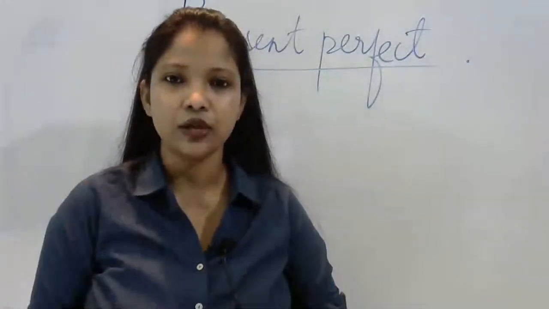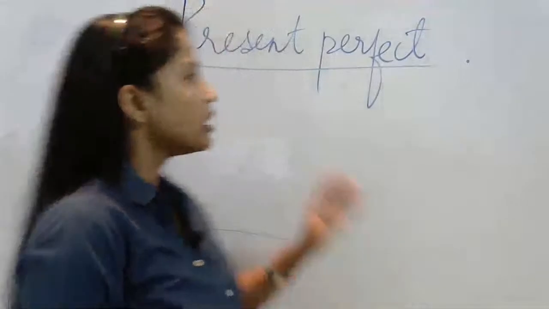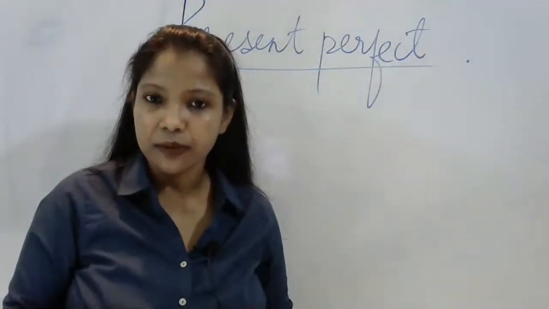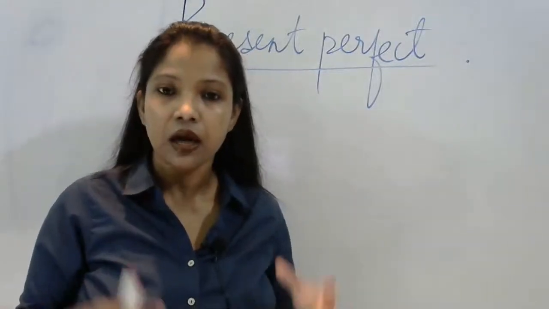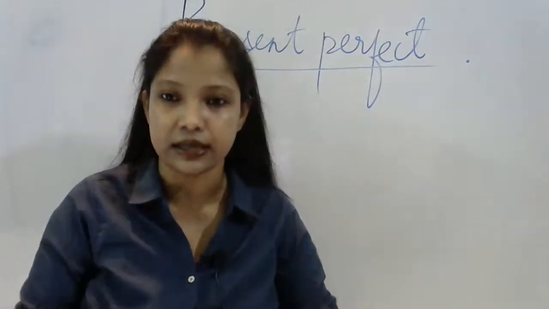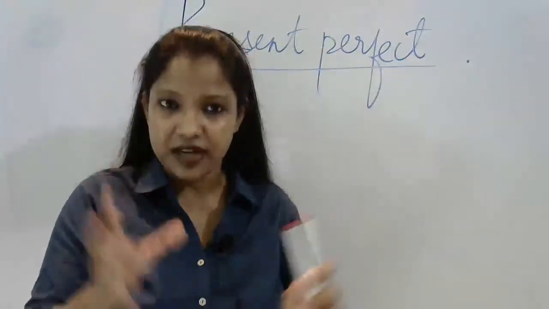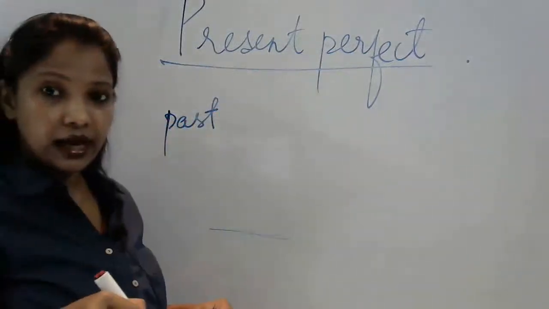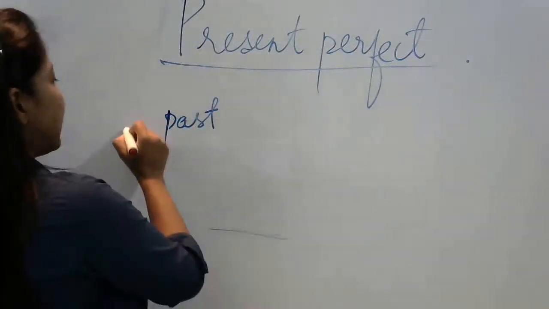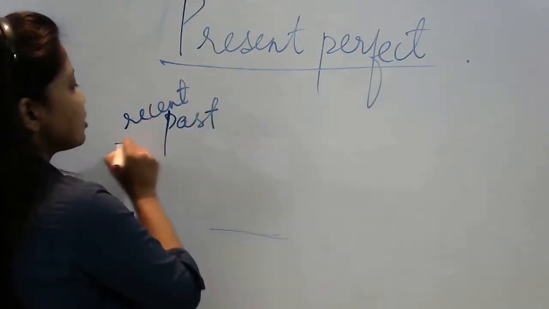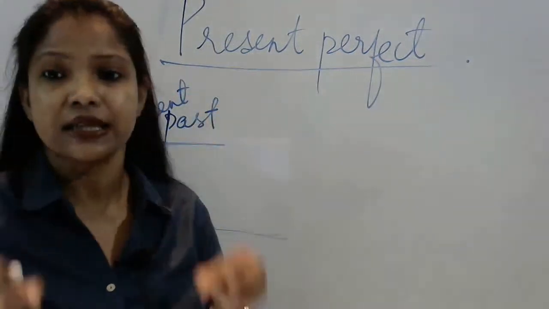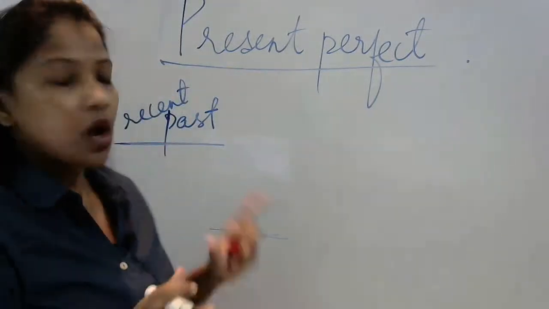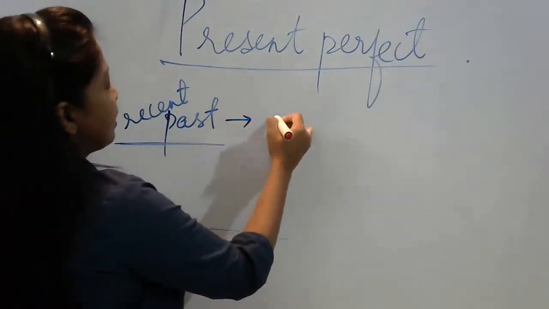Now see, very simple. You can remember the structure like this. Present perfect means an action in recent past which has an effect in present. I repeat and I'll make it very simple. Action, जो action है वो कब हुआ? Recent past. An action that took place in recent past. Recent past में एक action हुआ है और उसका जो effect है that is in present.